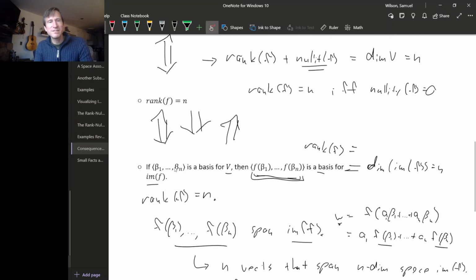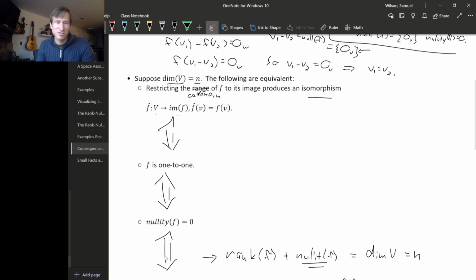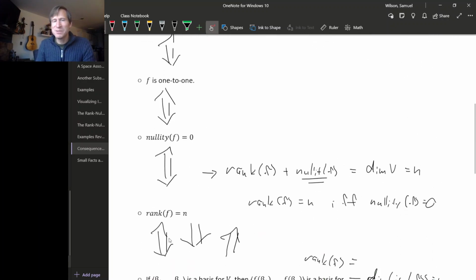Right, so all of these statements are equivalent to each other, which is kind of handy because sometimes, in some given example, one of these will be obvious, but the others aren't so obvious. But if you know any one of these, you get the rest of them for free, which is pretty nice.